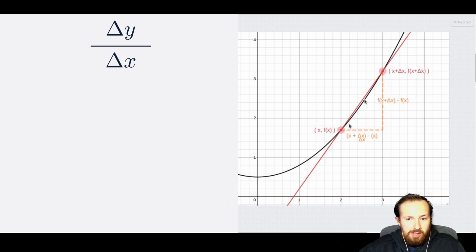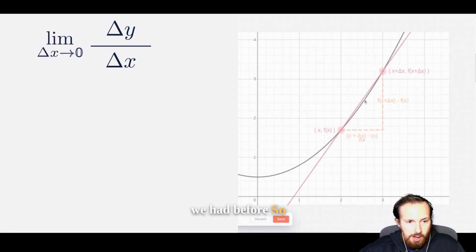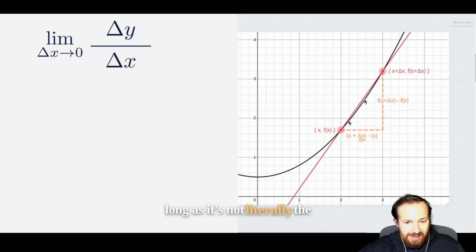Now, that will calculate the slope between these 2 points, but remember, we don't just want to calculate the slope between 2 points. The whole goal here is to pull the points really close together to mimic the zooming in motion that we had before. So the way we're going to do that cleverly is by taking the limit as delta x goes to 0. And hopefully that makes sense. This value, delta x, as this goes to 0, is literally going to force the point on the right closer and closer to the point on the left. And then as long as it's not literally the same point, we'll be able to calculate the slope at that point. And that is how we're going to simulate zooming in.